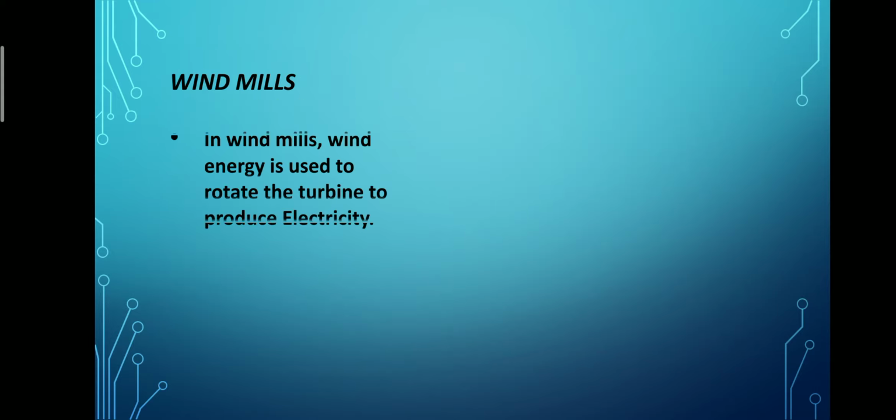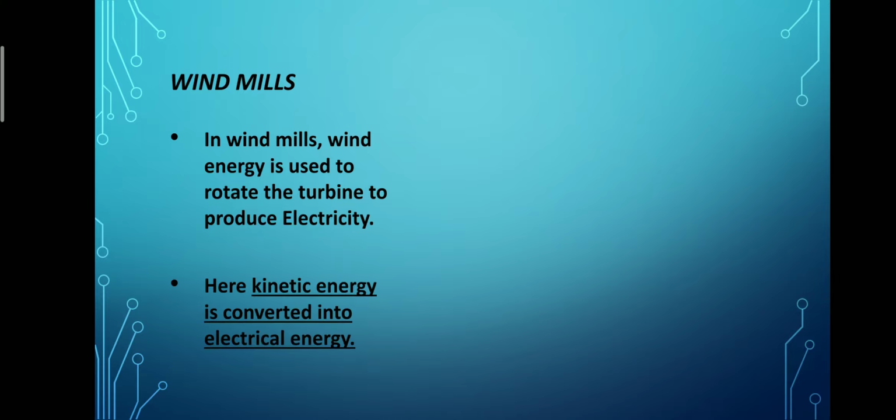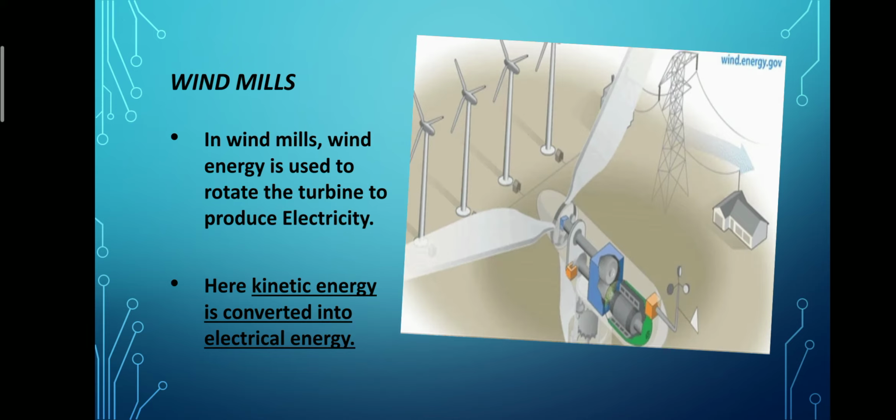So next is windmills. Here the wind energy is used to rotate the turbine to produce electricity. So here kinetic energy is converted into electrical energy. You can see these windmills near the hills. When the wind blows, these windmills will rotate, which will rotate the turbine, and from there we can produce a current.